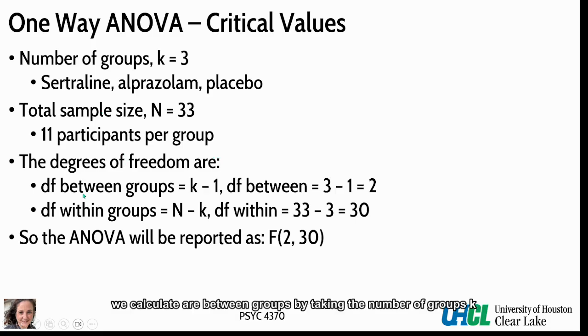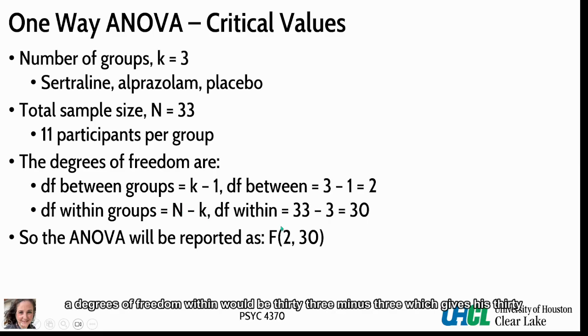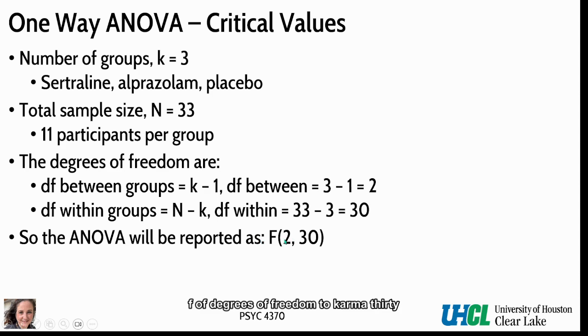We calculate our between groups by taking the number of groups, K, and subtracting 1. So K minus 1 gives us our degrees of freedom between of 2. And our degrees of freedom within groups would be N minus K. Degrees of freedom within would be 33 minus 3, which gives us 30. So when you report your ANOVA results, you report it as F of degrees of freedom 2, 30.